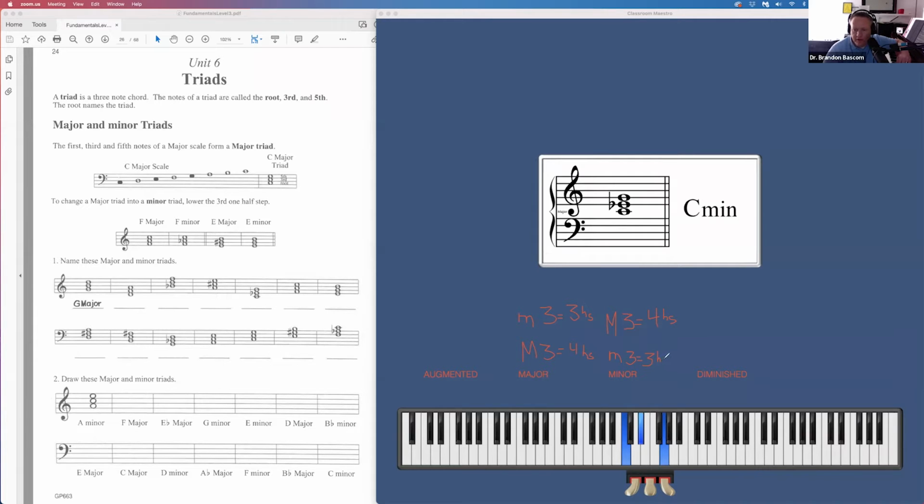Now, from minor, we get diminished. To diminish something or someone, we make them smaller. So we're going to take our 4 half steps and turn that into 3 half steps. So we're going to have a minor third on the bottom and a minor third on the top. And that will equal 3 half steps and 3 half steps.